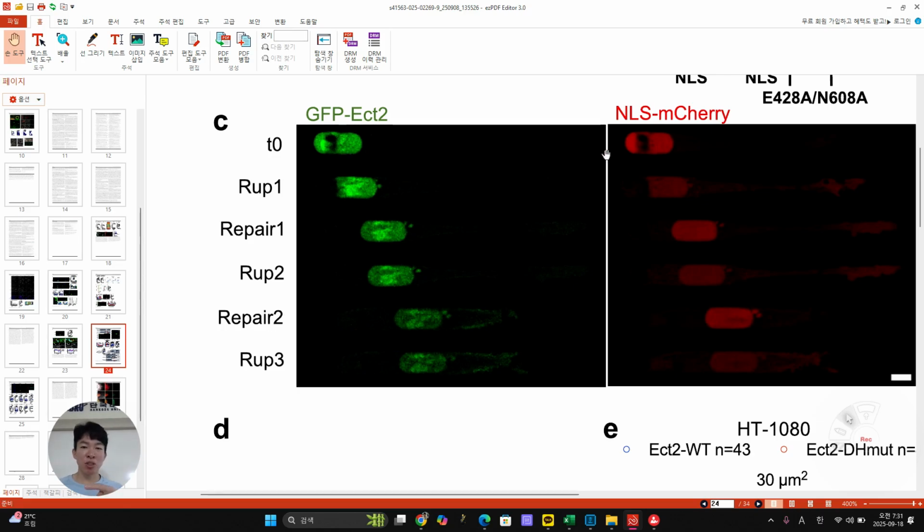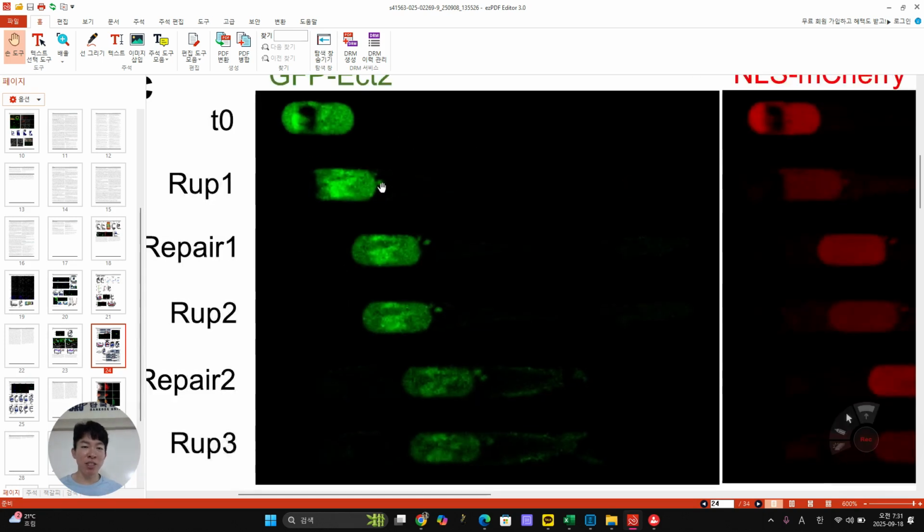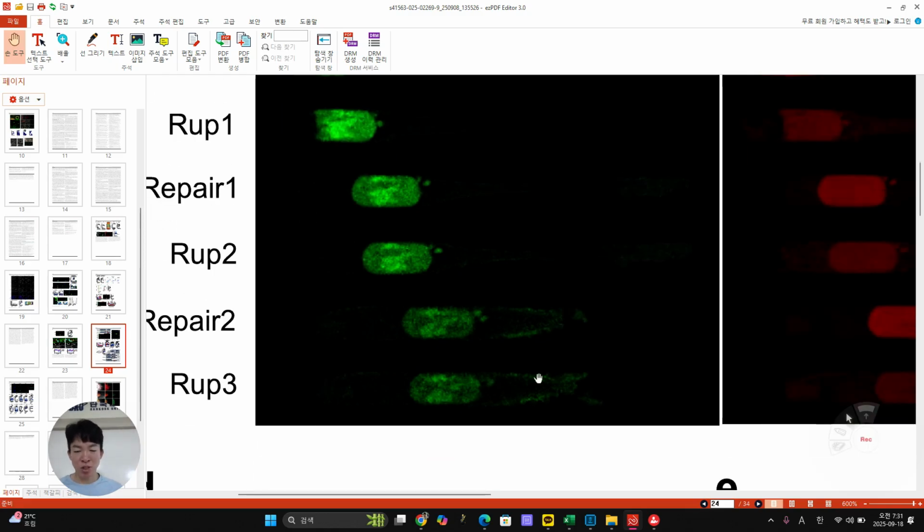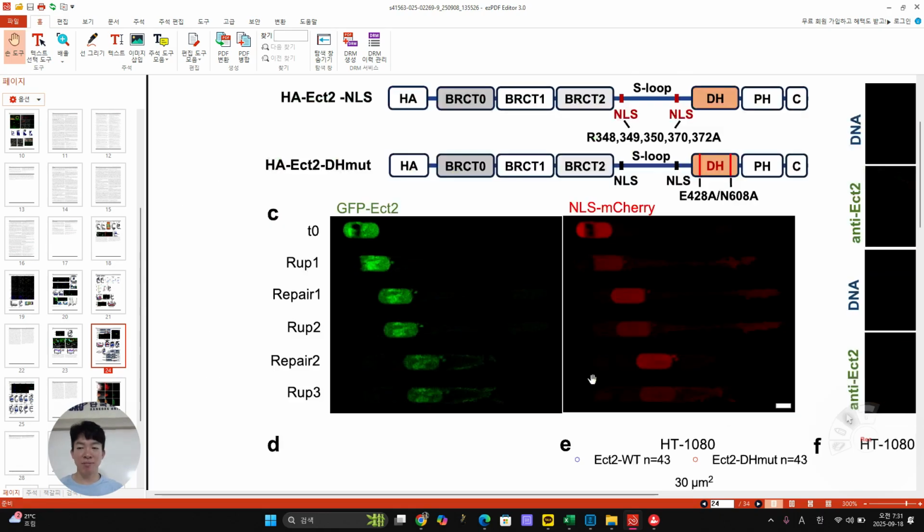So when you look at and track this one, when they rupture, you can see Arp2 is little here, right? Here, and then they rupture and then release and deposit it here, at the front part.